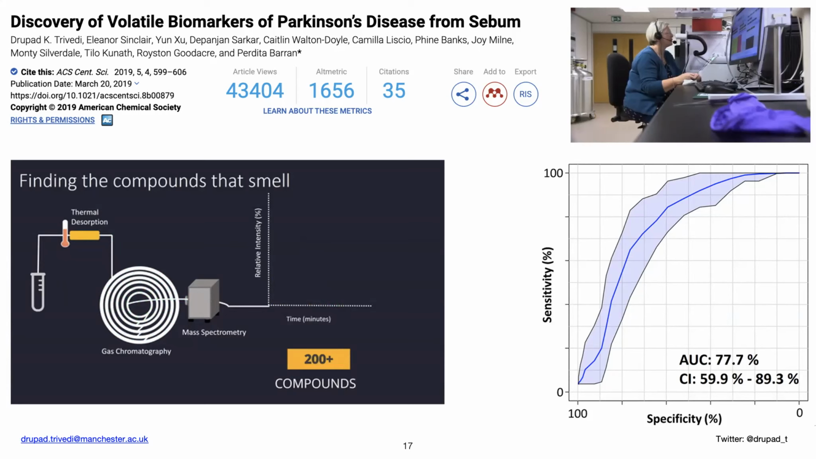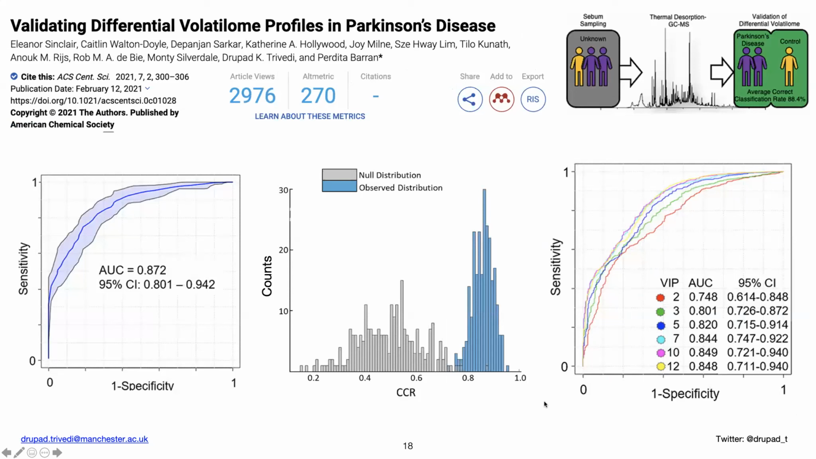We followed this up and did another study where we tried to validate it in different people. We took samples from different people, totally unrelated to this trial, and tried to find the same markers again to see if they were present. Again, you see that curve I mentioned in the previous slide, and this time we could do it with about 88% ability. So now we knew what we were looking for, we could specifically target it and get rid of lots of noise, and we could improve our method.